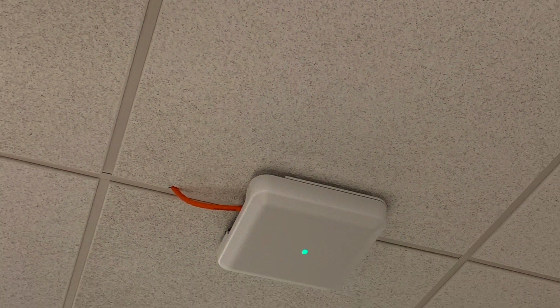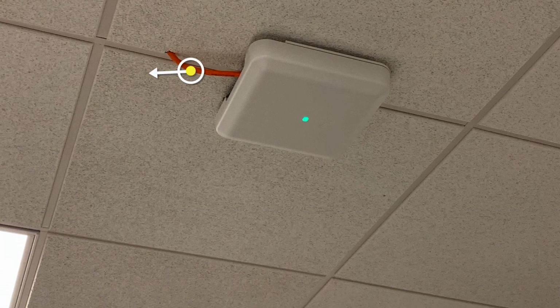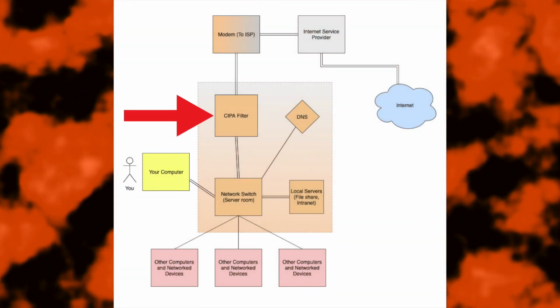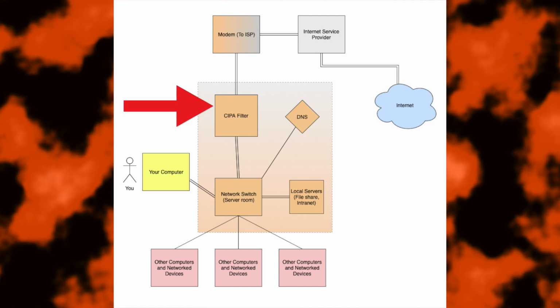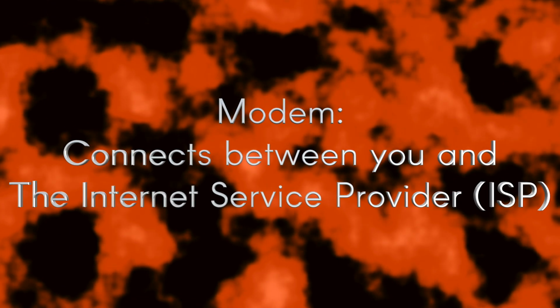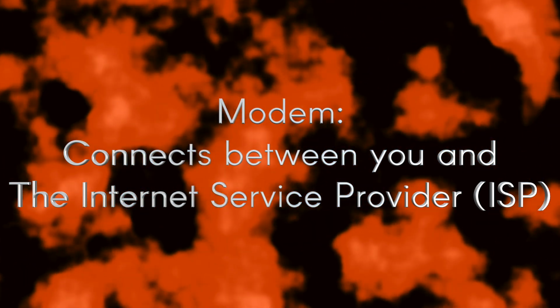Switches are also connected to wireless access points, meaning that even if you're using wireless internet, wires end up involved in the process anyways. Once your message is sent to a switch, it's passed through SIPA filter to see if that site is blocked. If it's not, it's sent along to the modem, which is a special piece of equipment designed to convert signals to a form that can travel longer distances.